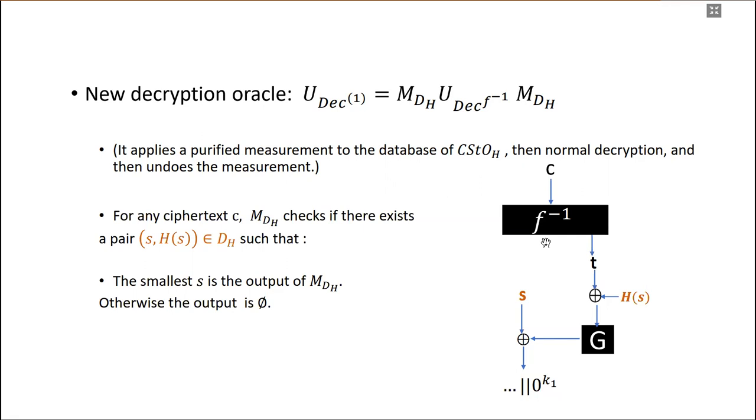In other words, MDH uses the inverse of F to get only T. Then, having T, it searches the database of H to find a pair S and H of S such that G of T XOR H of S XOR S gives us the zero bit string. Basically, these are the pairs for which the decryption succeeds. If there is such an S, then the smallest S will be the output of MDH. And if there is no such S, then the output of MDH will be empty.